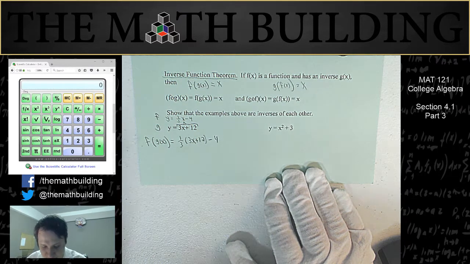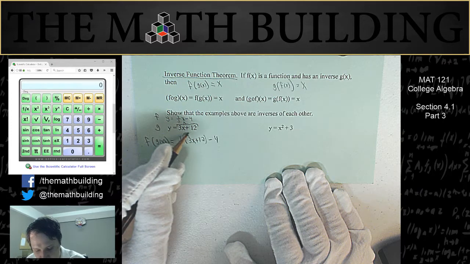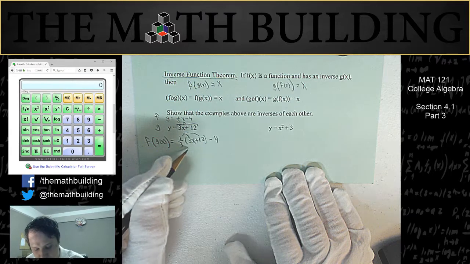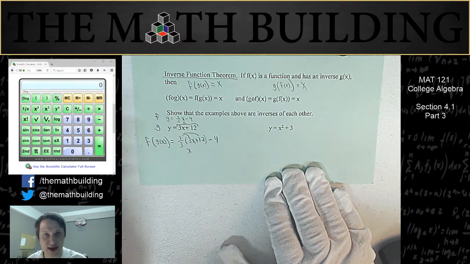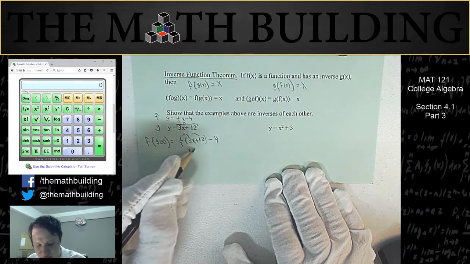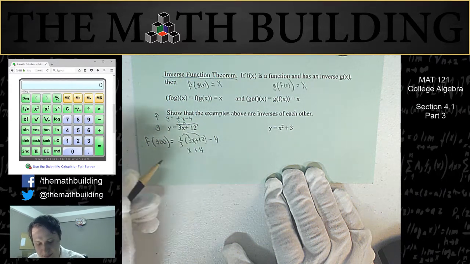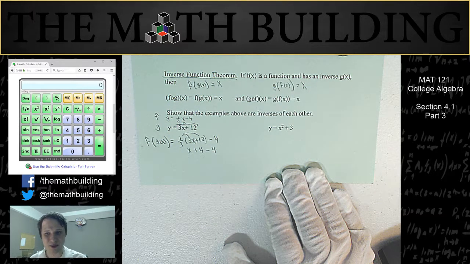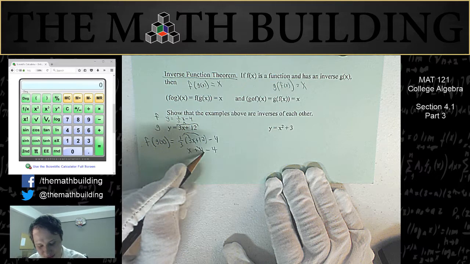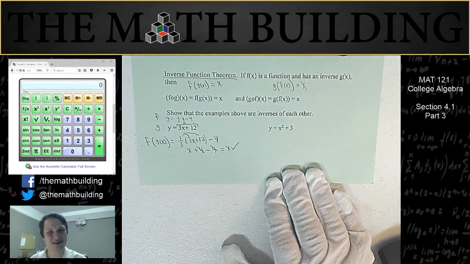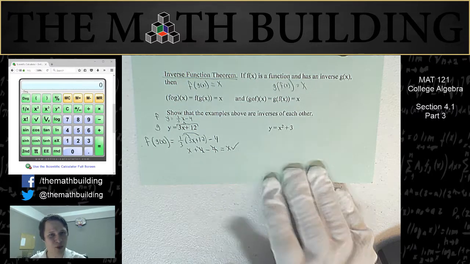Okay, let's simplify this a little bit. I can distribute my 1/3, and so 1/3 times 3x is just going to be regular old x, because a third cancels 3. And what's a third of 12? 1/3 times 12 is equal to 4. And I still have my minus 4 on the end. And look what happens now. 4 and negative 4 cancel, and we're just left with x, which is what we wanted. So when we plugged g into f, we just ended up with x.